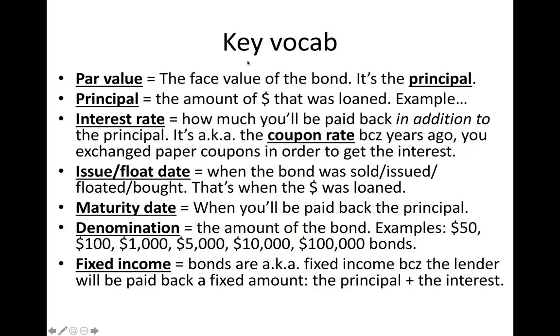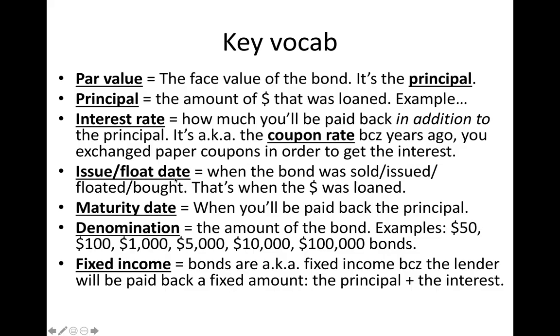There's some key vocabulary you need to understand. Par value is the face value of the bond. It's the principal. The principal is the amount of money that was loaned. In the example I just showed you, that was a $1,000 bond, so you're lending $1,000. That's the par value, that's the principal, that's the amount you're lending. Interest rate is how much you'll be paid back in addition to the principal. It's also known as the coupon rate because years ago you exchanged paper coupons in order to get the interest. In the example, it was 7.58% interest, and on $1,000, that's $75.80.